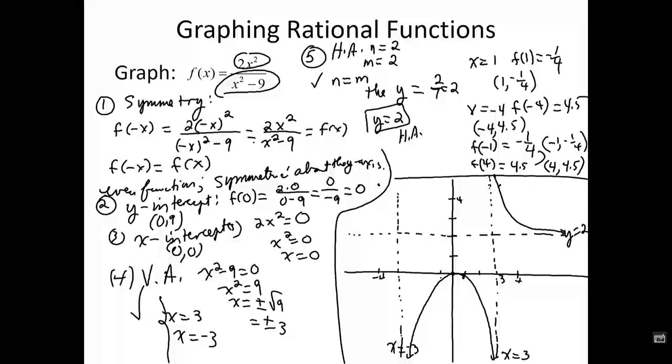And over here we have, all right, so this is the graph of the rational function f of x is equal to 2x squared divided by x squared minus 9. It's perfect.